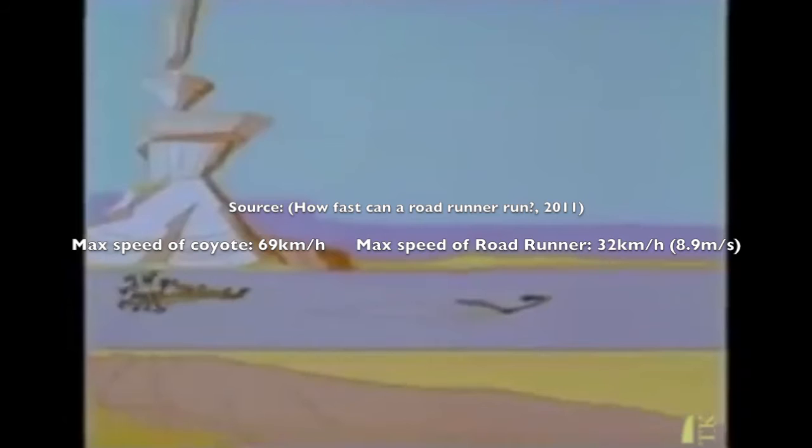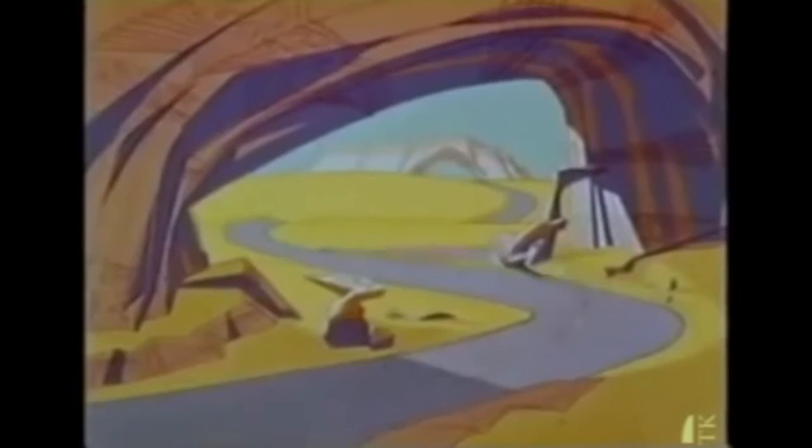However, it could be that Wile E. Coyote is not one of the faster coyotes on the planet, so for the purposes of this question, we will assume that he can only run as fast as the roadrunner can, which is 32 kilometers an hour or 8.9 meters per second. In this clip, in an attempt to lose him, the roadrunner leads the coyote up around an arc of an unknown height.